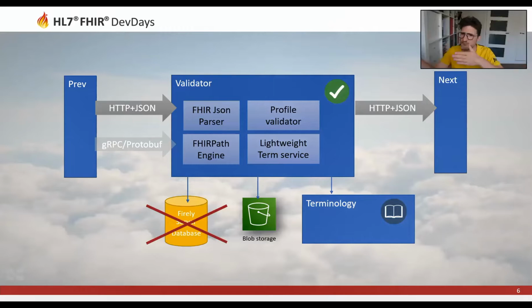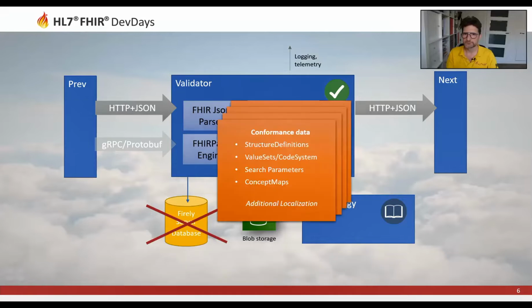Output of the validation process is an operation outcome as a JSON, and that can be forwarded in your pipeline to the next block. And finally, logging and telemetry data. We have rewritten parts, so we have better logging and telemetry for these blocks.